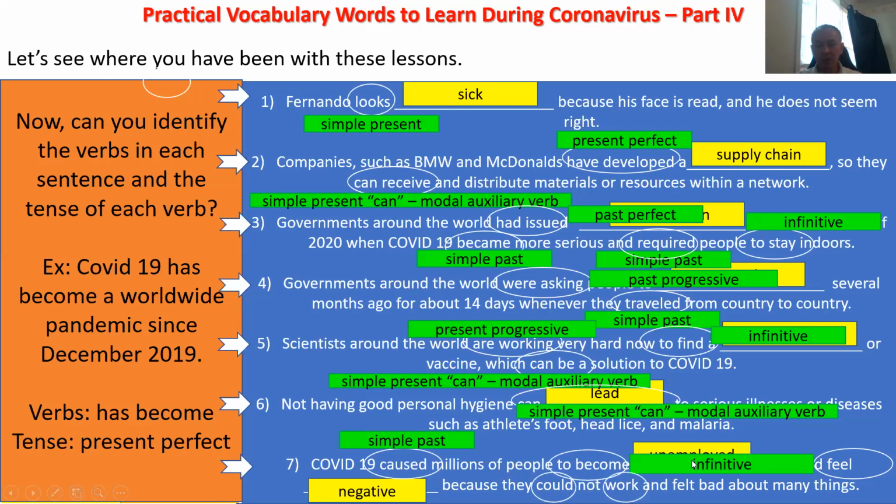Could, were, together, these are the simple past. Could is the simple past of can, which is a modal auxiliary verb. Felt is a simple past. So if you were able to identify the verbs and the tenses for each of the verbs, congratulations.